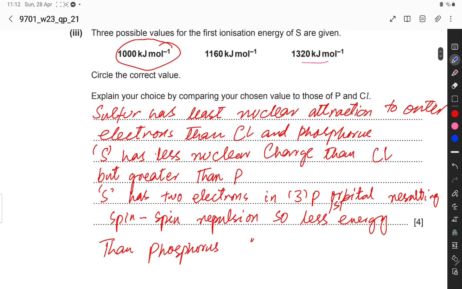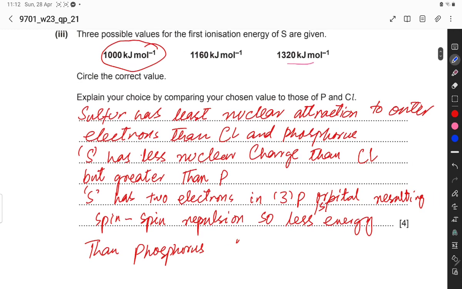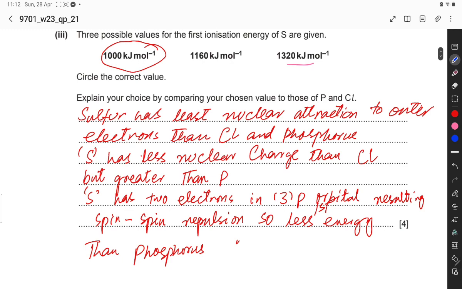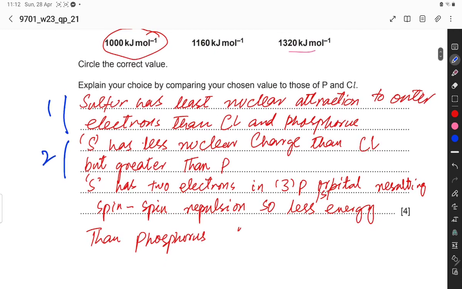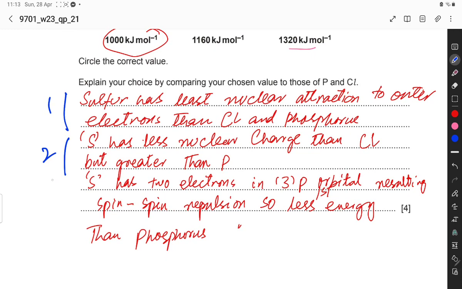Explain your choice by comparing your chosen values to those of phosphorus and chlorine. Sulfur has least nuclear attraction to outer electrons than chlorine and phosphorus. Sulfur has less nuclear charge than chlorine but greater than phosphorus. So this point carries 1 mark, this point carries 2 marks, and this point carries 1 mark, and this is carrying 2 marks.